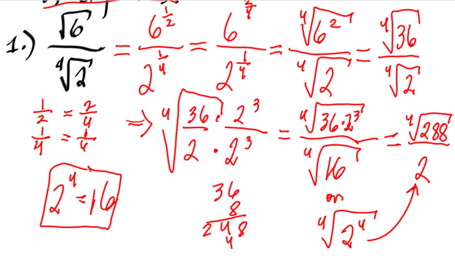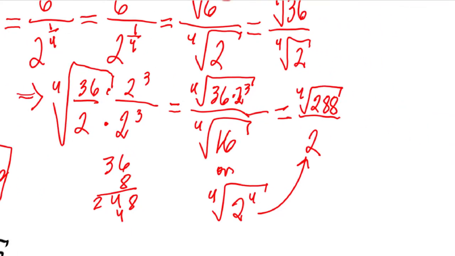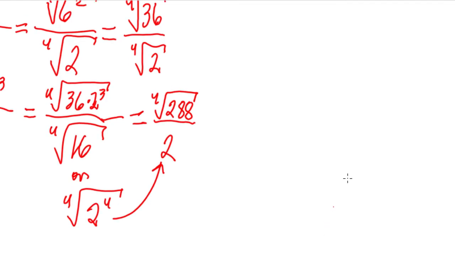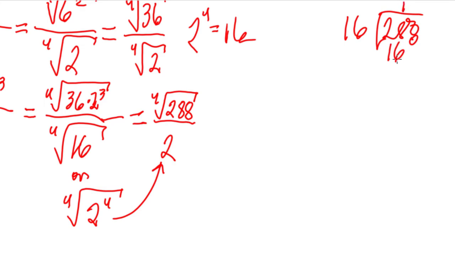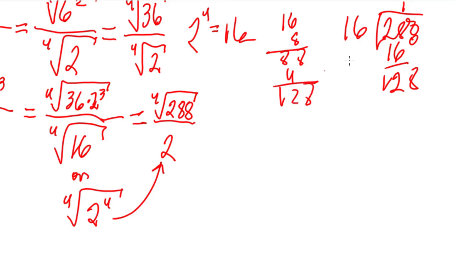Okay, so we need to find something which is a perfect fourth power within 288. What number is a perfect fourth power that divides 288? Let's find some number which is 16. Is 288 divisible by 16? Since we know that 2 raised to 4 is equal to 16, let's divide 288 by 16. How many 16s are there in 288? Let's try 16 times 18. 16 times 8 is 128, and 16 times 10 is 160, which gives 288. Yes, that's correct.